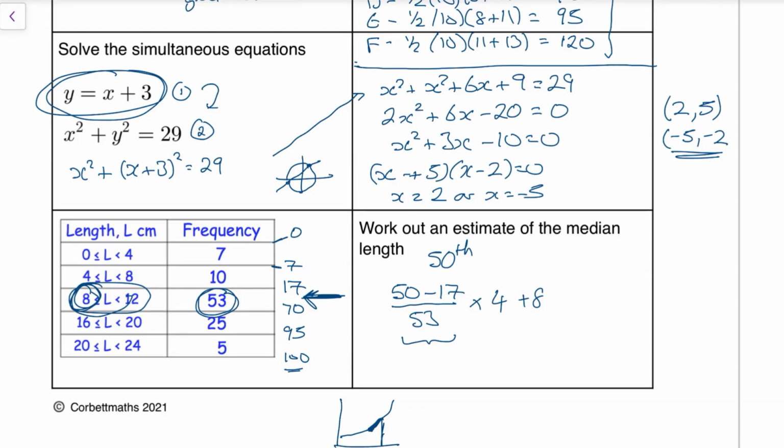Either way, get my calculator out. So 50 minus 17 is going to give me 33. Divide it by 53, so I want 33 53rds of the way along. Multiply by 4, which is the distance of the class. Add on to the original part of the class, and I'm going to get 10.49 centimetres. Now again, if that's the first time you've ever seen that, that is quite difficult. Watch that a couple of times, but it actually makes some sense if you think about it.